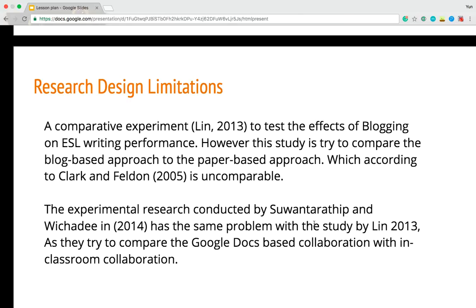According to Clark and Feldon 2005, many study results of better learning outcomes for multimedia compared to other traditional media are because of the instructional design behind the use of multimedia, which means the instructional design is the factor influencing the study results instead of the multimedia itself.